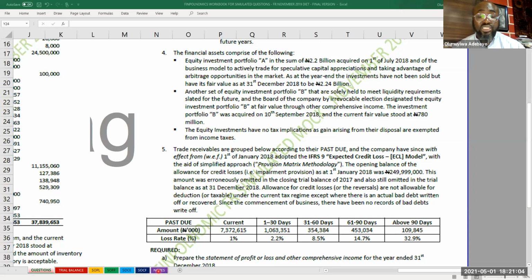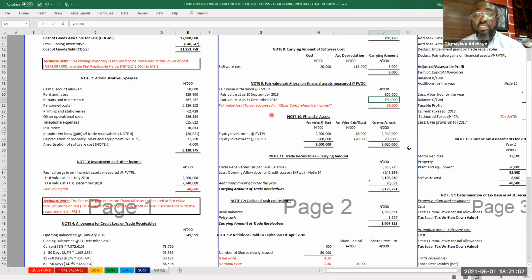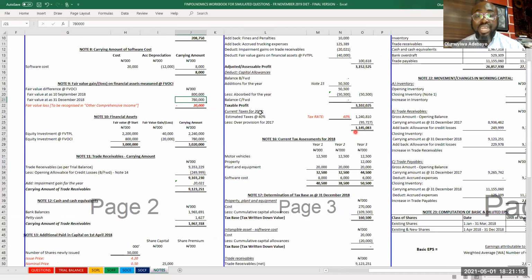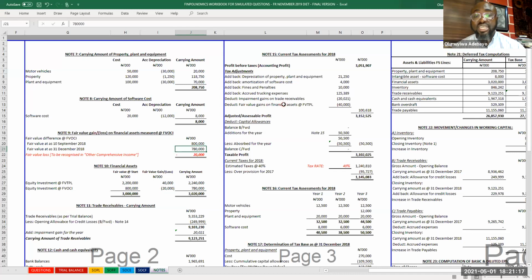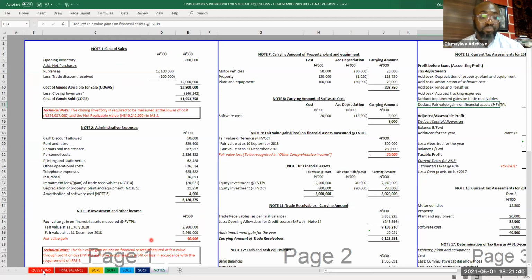Therefore, the implication here is that even though OCI item is not included in the accounting profit, because accounting profit is profit before tax, the aspect of fair value gain on financial assets, which is the 40 million, will be backed out of this accounting profit in order to arrive at our assessable profit. That's what it means, which is what Peace has considered. Also, Olainka has given us that the tax won't be charged on the gain or loss. Thank you. That's equally correct.